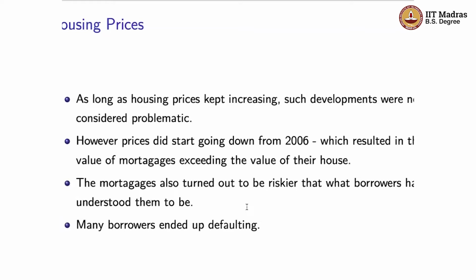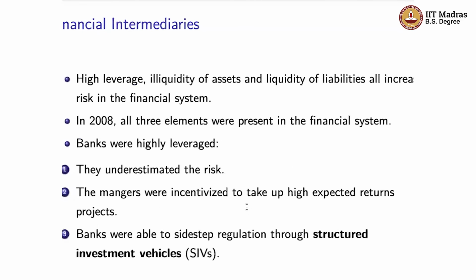So they were now paying much more compared to the assets for which they were paying, right? And these housing loans also turned out to be riskier than what the borrowers had understood them to be. So at what rate would interest rates go up and so on, right? And as a result of that, many borrowers actually ended up defaulting on these housing loans, right? So this is the situation related to the housing market.